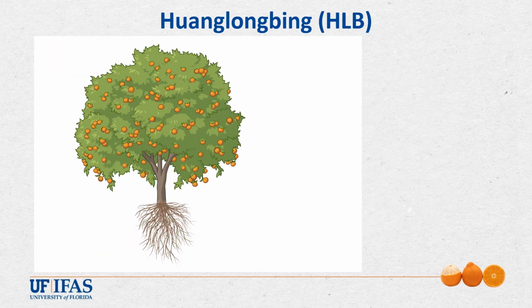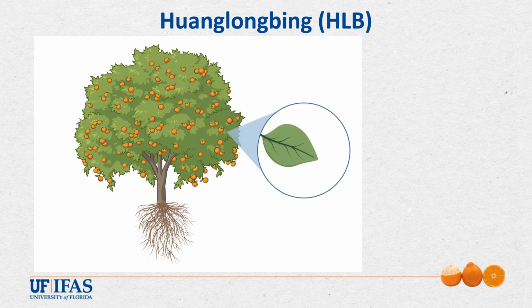HLB is a bacterial disease of citrus that causes a vast amount of symptoms that leads to large yield losses and damage to the tree. The disease begins in the new flush, which is fed on by the Asian citrus psyllid. The bacteria is then transmitted from the mouthparts of the psyllid to the leaf, and the bacteria is then deposited into the phloem of the plant.